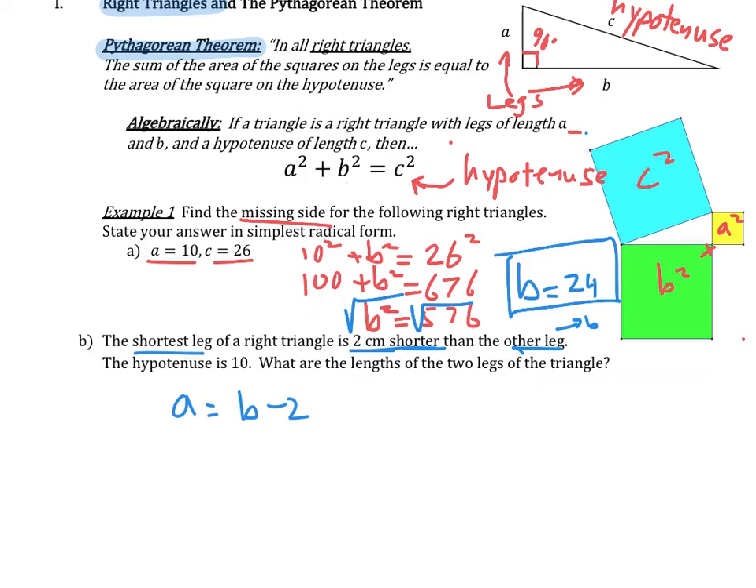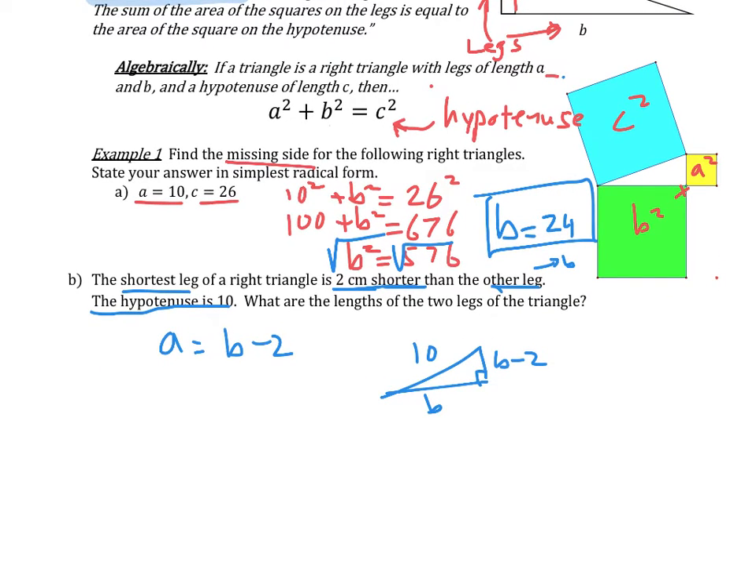So B is the long side, and you've got the short leg, and this is going to be B minus 2. And then we've got the hypotenuse. Now we know the hypotenuse is 10. So drawing will help here. So we have something like this. What are the lengths of the two legs of the triangle? Well, let's work this out. According to our Pythagorean theorem, A squared plus B squared equals C squared. Well, we know the hypotenuse is 10, and we know A is going to be B minus 2.